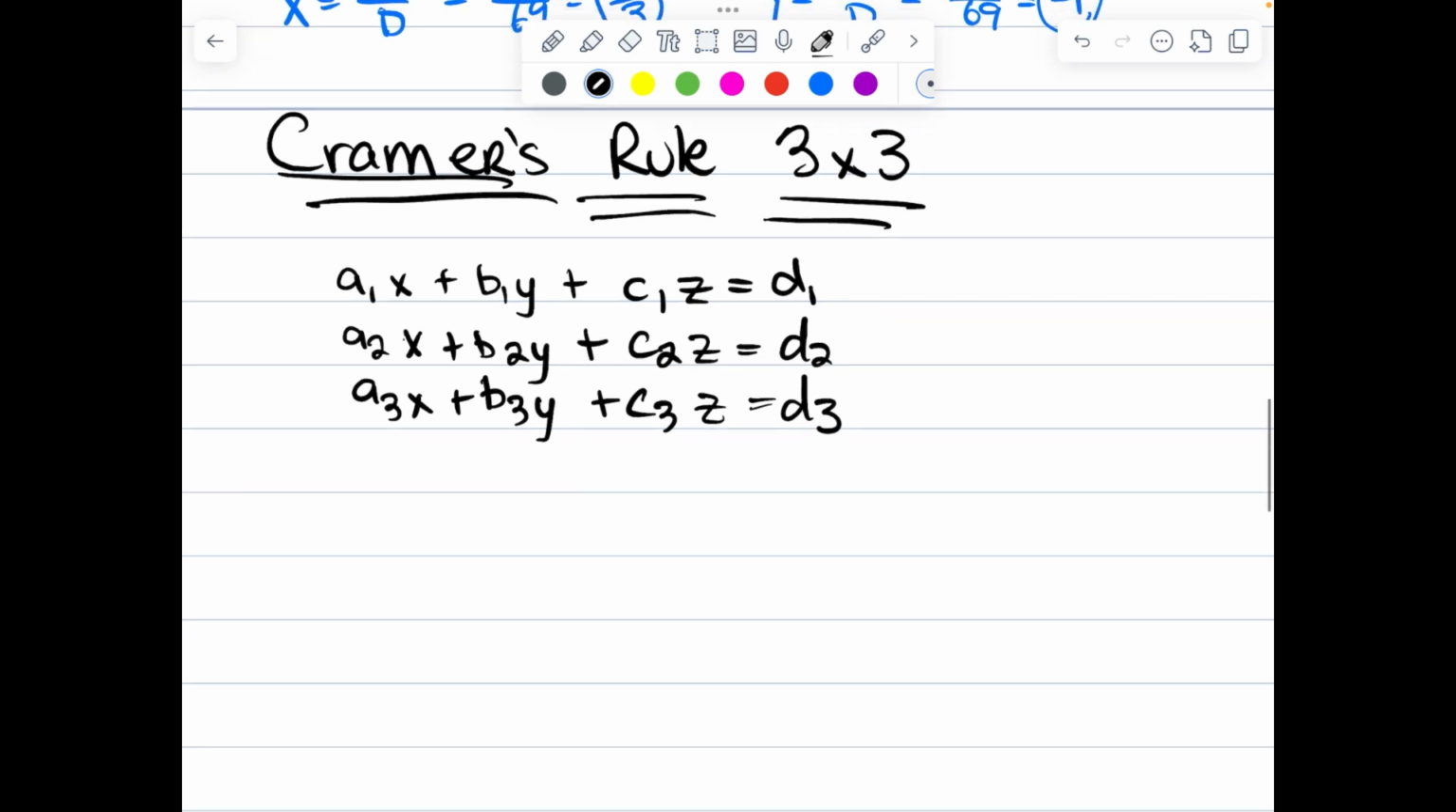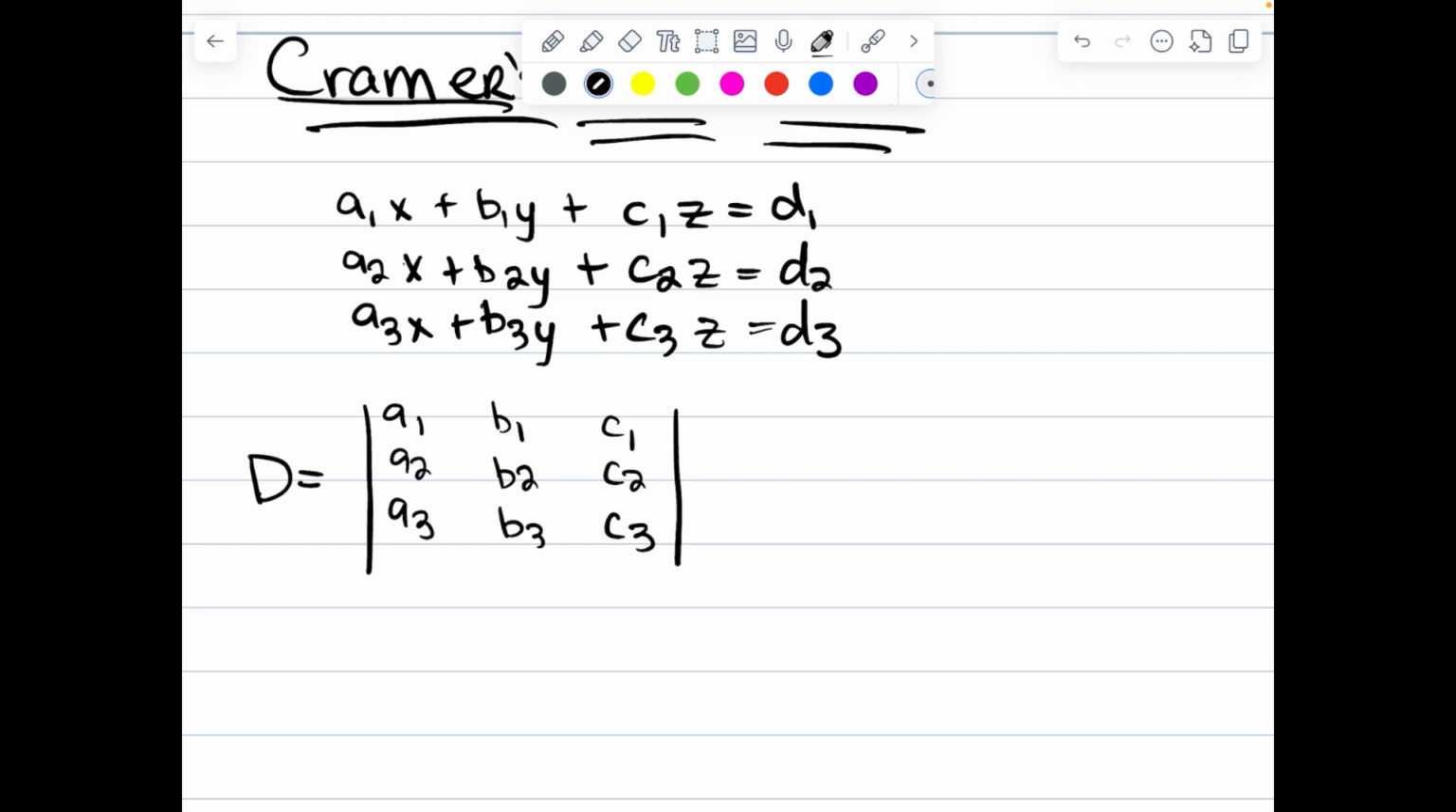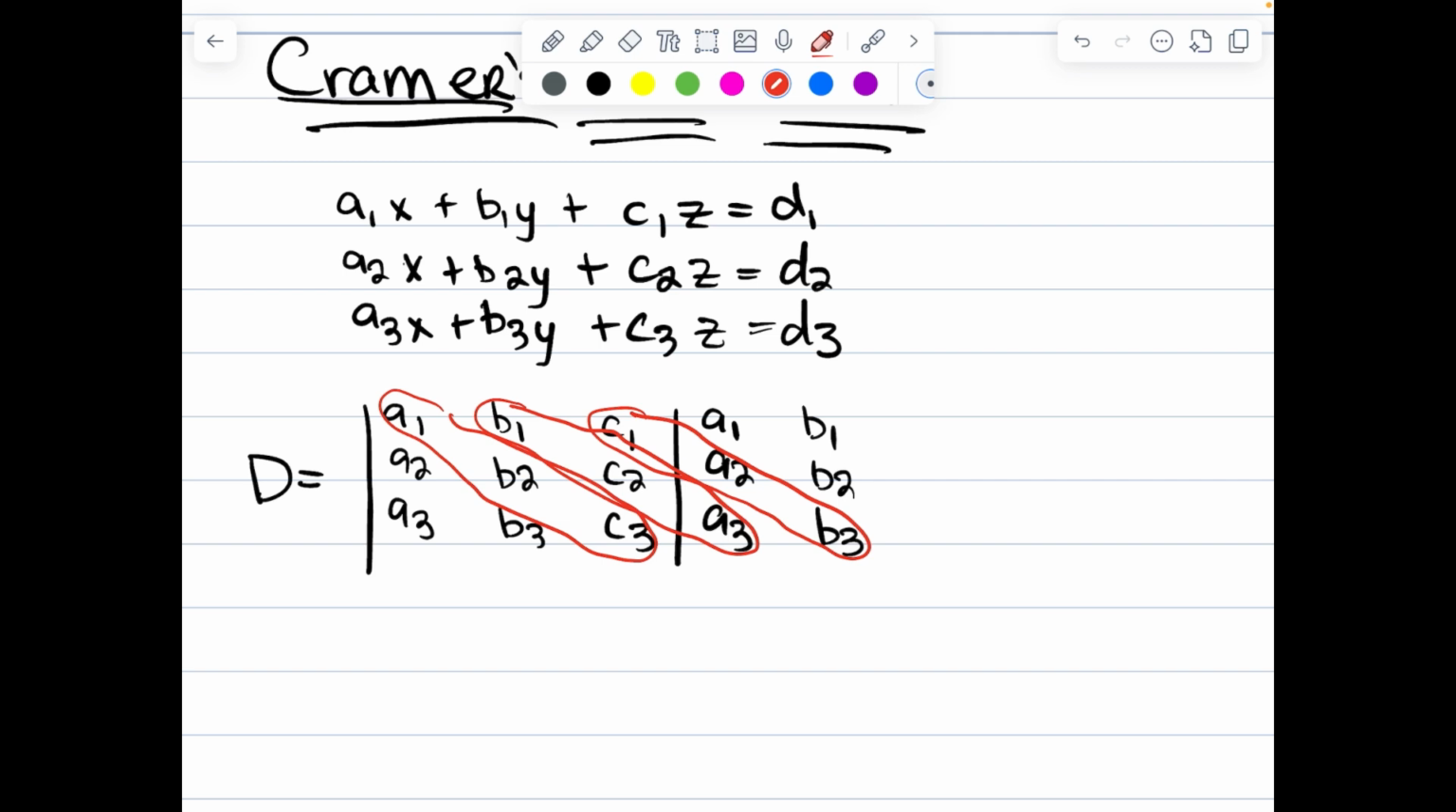Okay, but it's the same type of situation. So our D is just, we're finding the determinant of the coefficients of our variables. So that's A1, A2, A3, B1, B2, B3, and then C1, C2, C3. We're finding the determinant of this. And the way I taught it last night was to take these first 2 columns and write them on the outside. And then you're going to take the left diagonals, and then you're going to subtract them from the right diagonals.